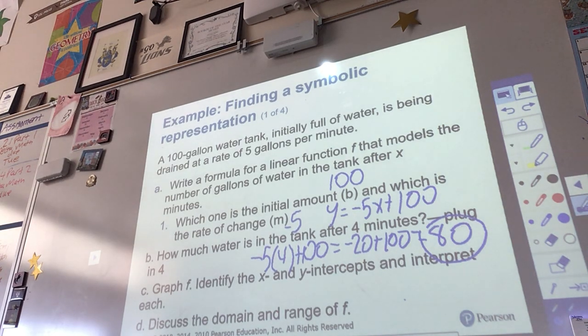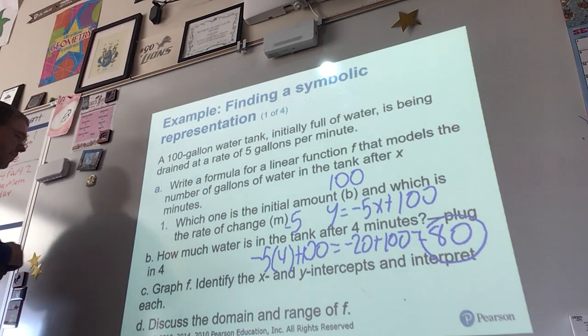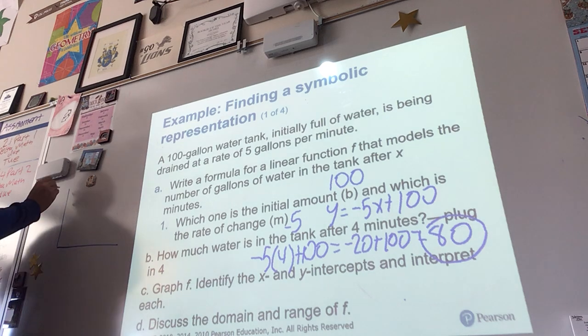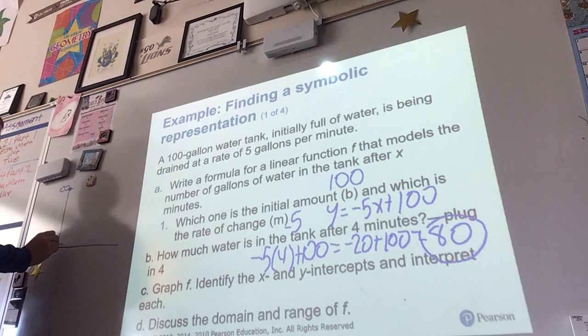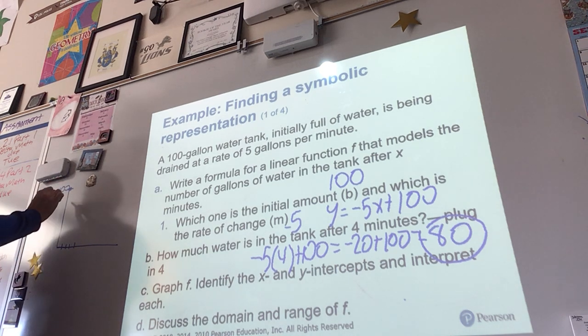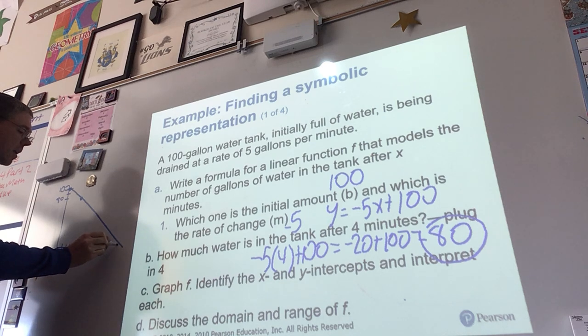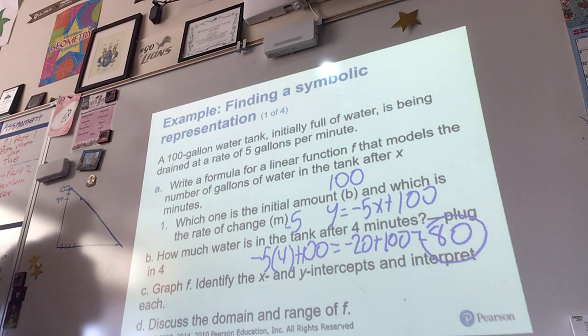Now it wants us to graph that. Well, I have 2 points. I have a y-intercept, and I have a second point. That's pretty easy to graph. We'll do that right here. I know that I have 100 gallons at 0 minutes. I also know that after 4 minutes, I have 80 gallons. And I could draw that line right there and find where it crosses the x-axis. Okay.